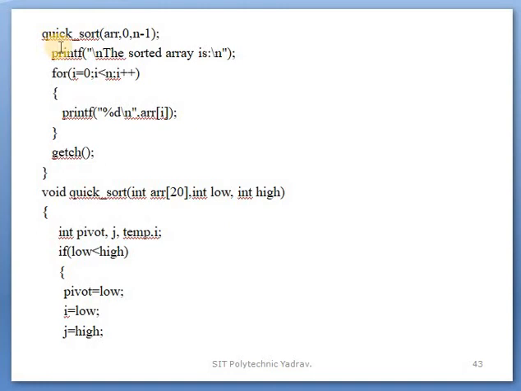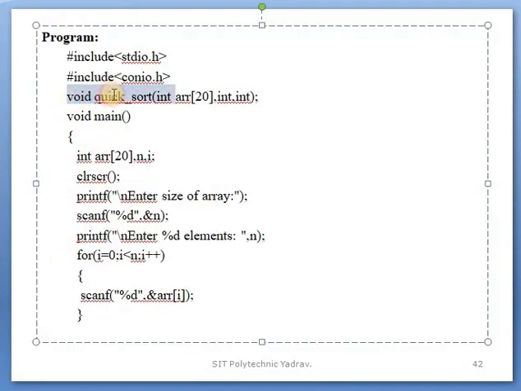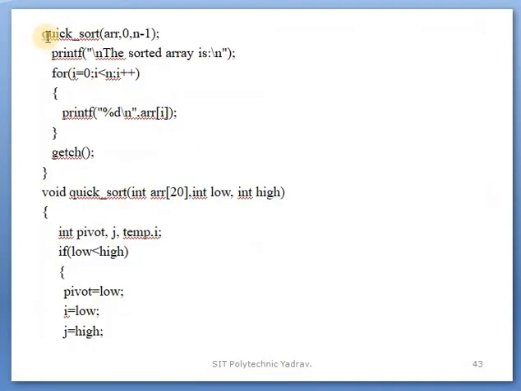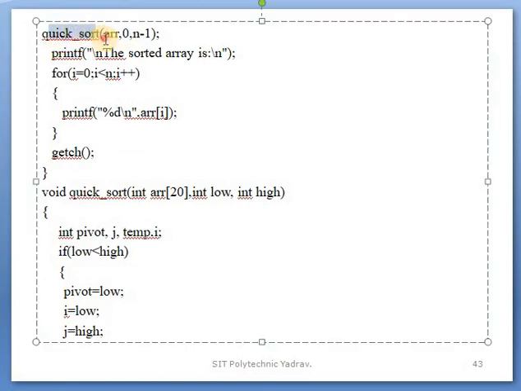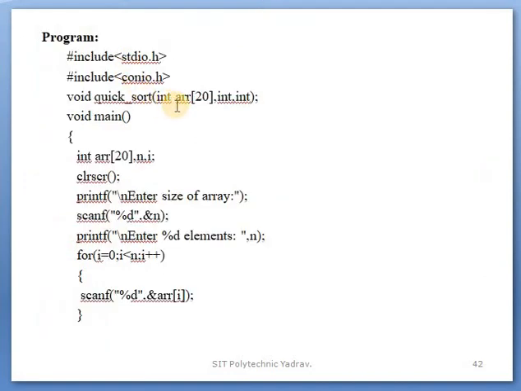In a function there are 3 main points: function call, function definition, and function declaration. Here this is the function call, and that is the function definition. In the function call, 3 arguments are passed. Which 3 arguments? There are 3 data types passed. First is the array, and after that 2 variables, which are the low and high pointers.